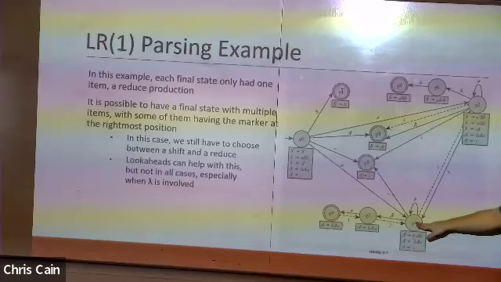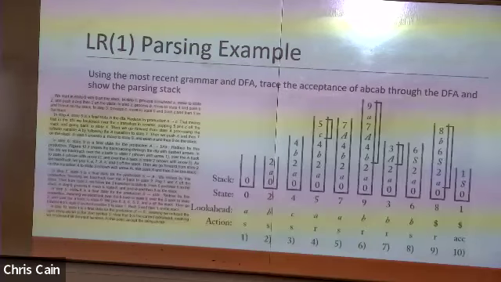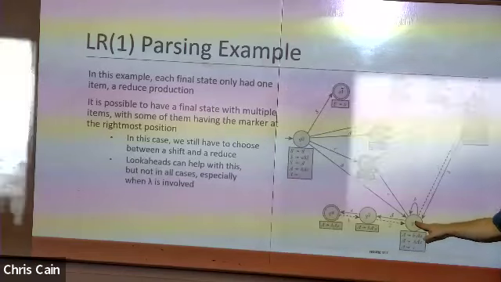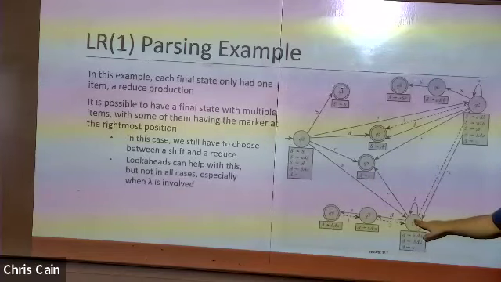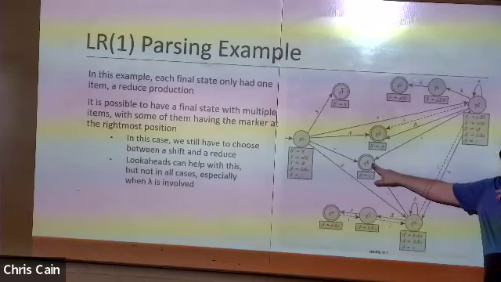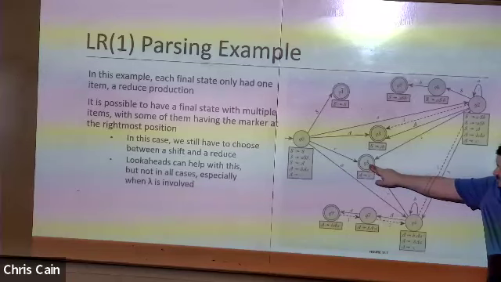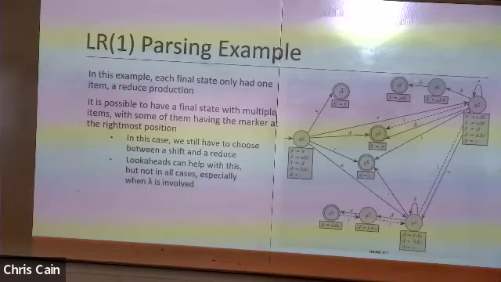So now we have A and B on the stack. So we can now shift the C, which tells us we go to state 5. If we're in 4 and we see a lowercase c, then we move to state 5. The only thing we can do from here is reduce. There's no transition out of this state.